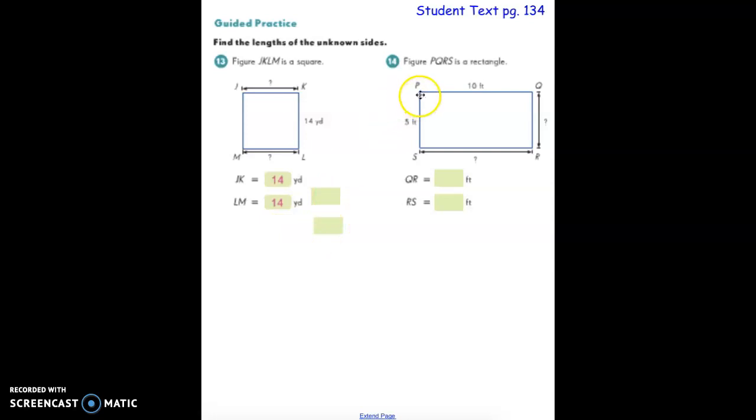Now, we learned some things about a rectangle. So I know some things about a rectangle. I know that if PS is 5 feet, then the opposite side, the parallel side, QR, also has to be how many feet? Oh, you're right if you said 5. Good job. PQ is 10 feet, so that means SR also has to be, you're right, 10 feet.